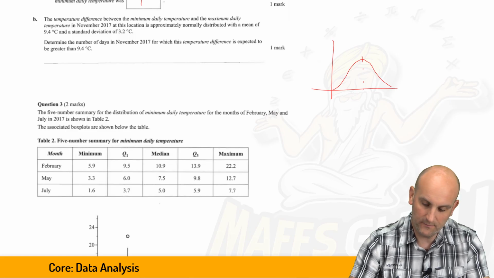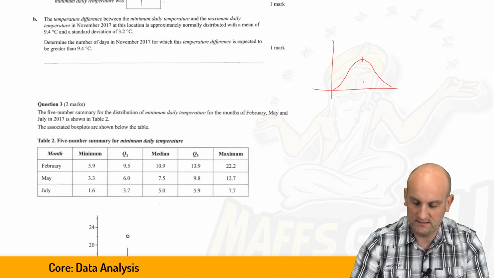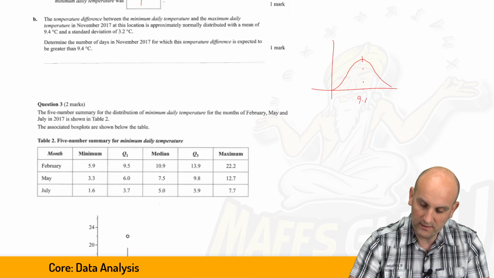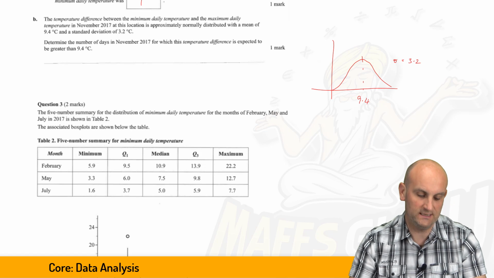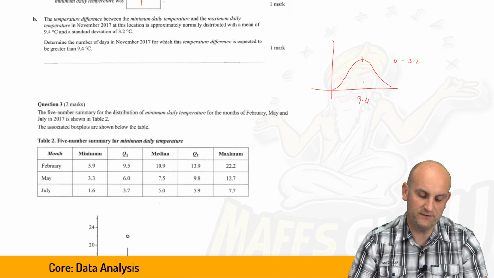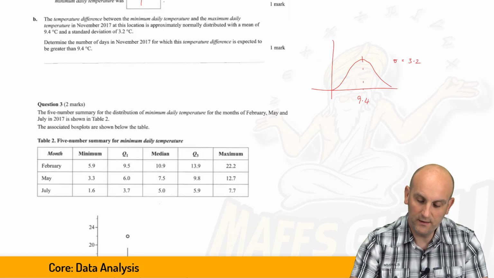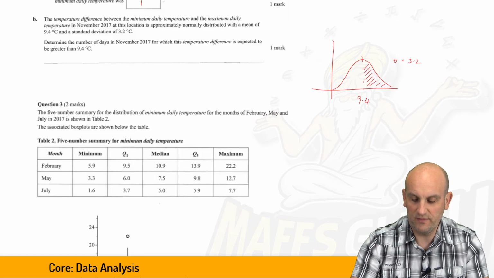And what do we have? We have the mean of 9.4 degrees with a standard deviation of 3.2 degrees. Determine the number of days in November for which this temperature difference is expected to be greater than 9.4. So it's looking for that.